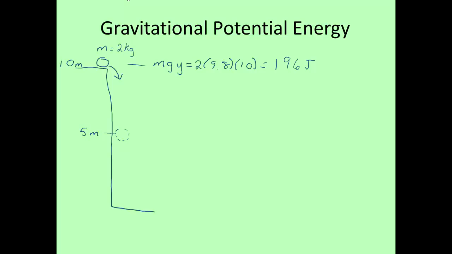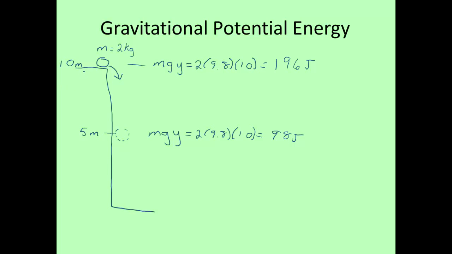Now we can obviously automatically see that it's going to have lost half of its gravitational potential energy. So at this point we know that it's going to have 98 joules of potential energy. But let's pretend for a moment that we don't know that and that we need to figure it out. So here we're going to say that we have mass times gravity times our height. And we have 2 times 9.8 times 10, which will give us 98 joules.